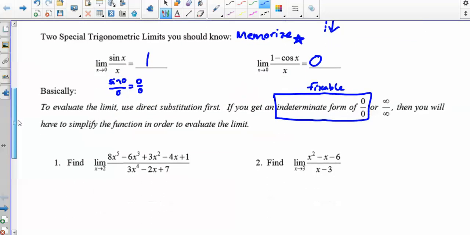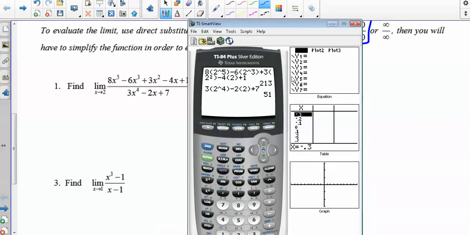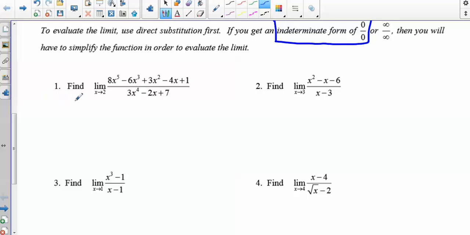So now we have a set of problems. We're going to try substitution to see if we can just substitute a value in and get our answer. If substitution doesn't work, then we'll see what can we do analytically to fix our problem. So the first one is a pretty long rational function, so I plug this in our calculator, and my numerator is 213, my denominator is 51. So if you were to divide that and press math fraction, that would help you simplify your fraction, 213 over 51. Or you could recognize that 3 is a common factor of the numerator and denominator, and when you divide it, you get 71 over 17.